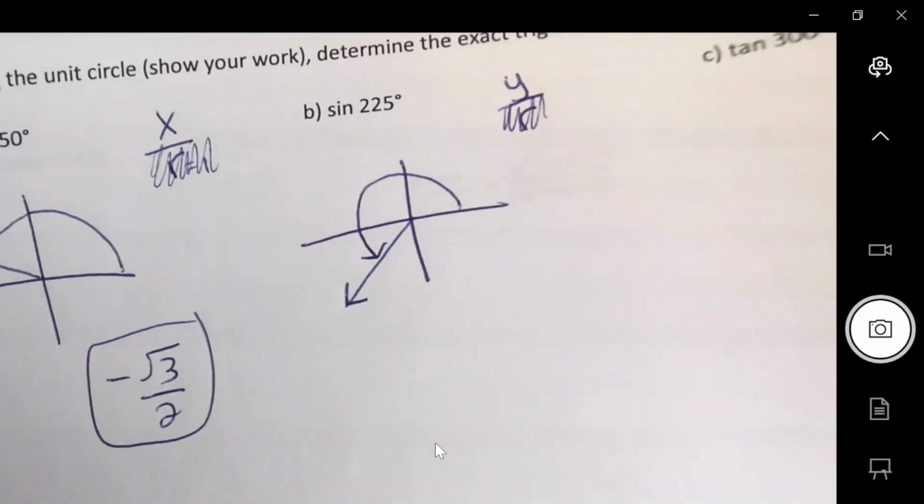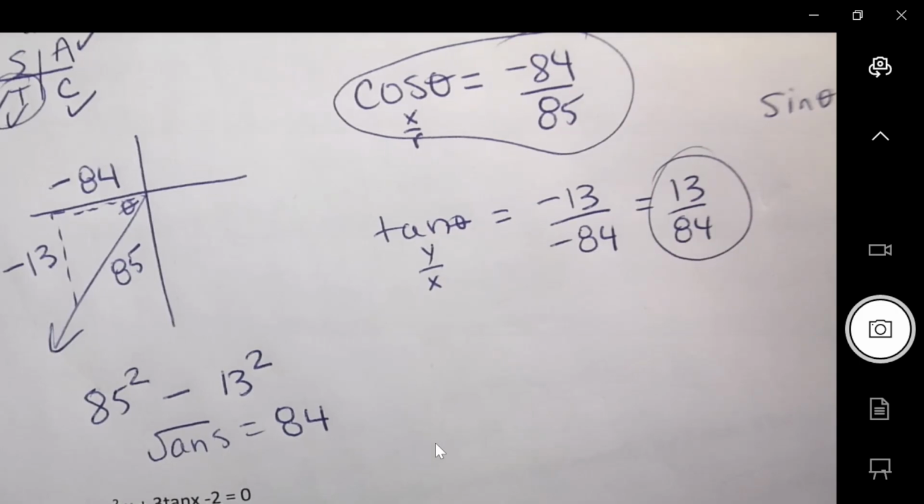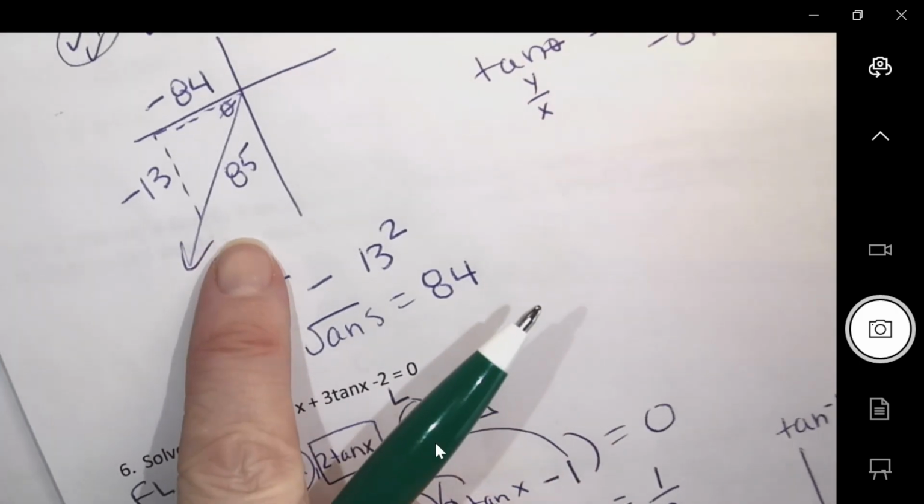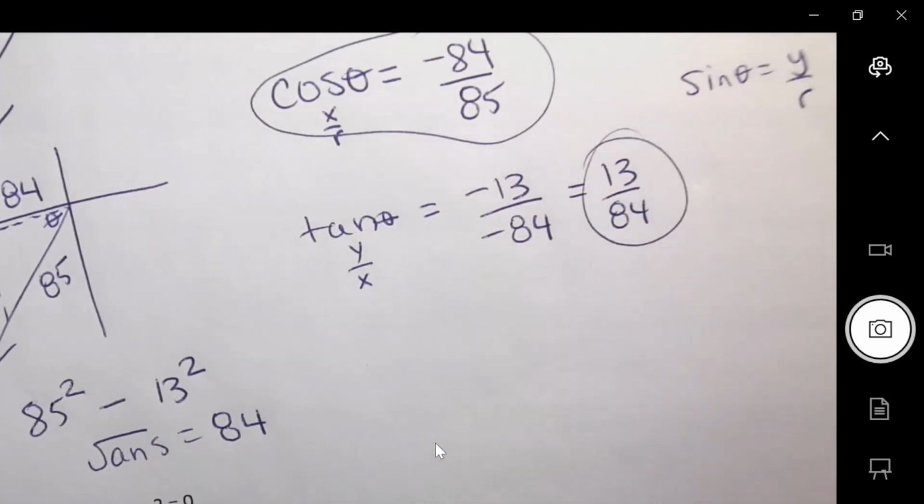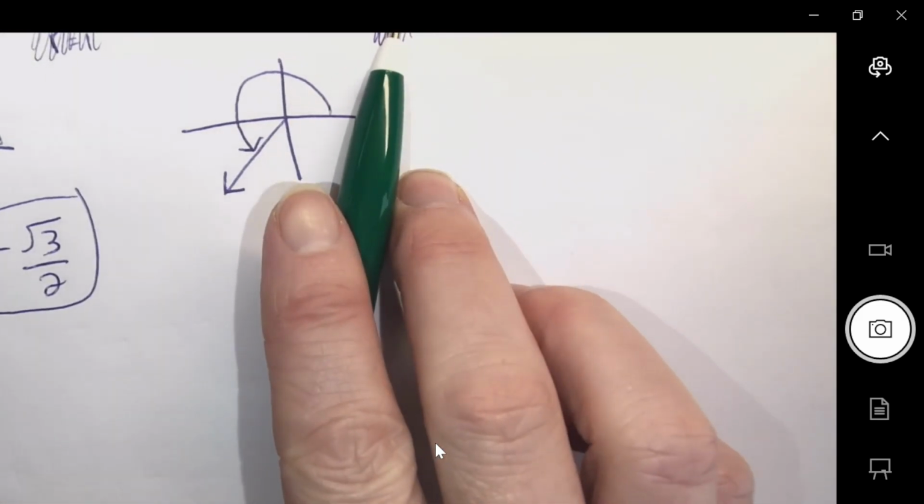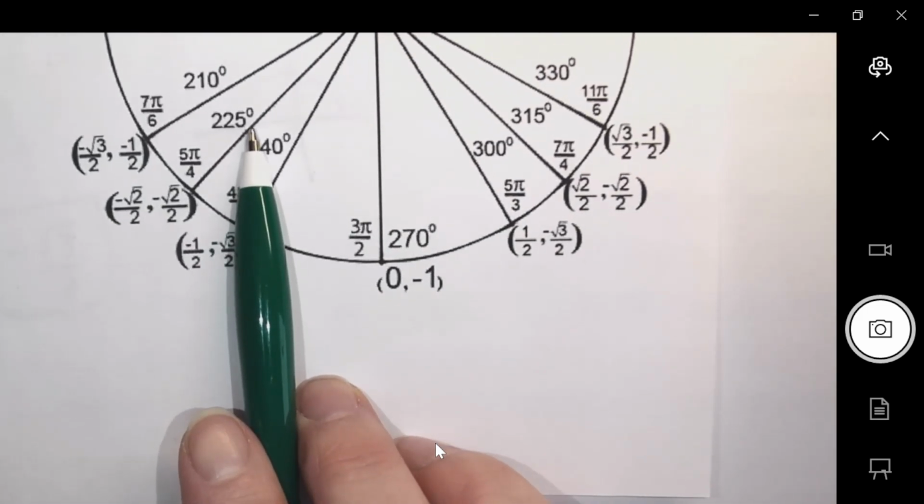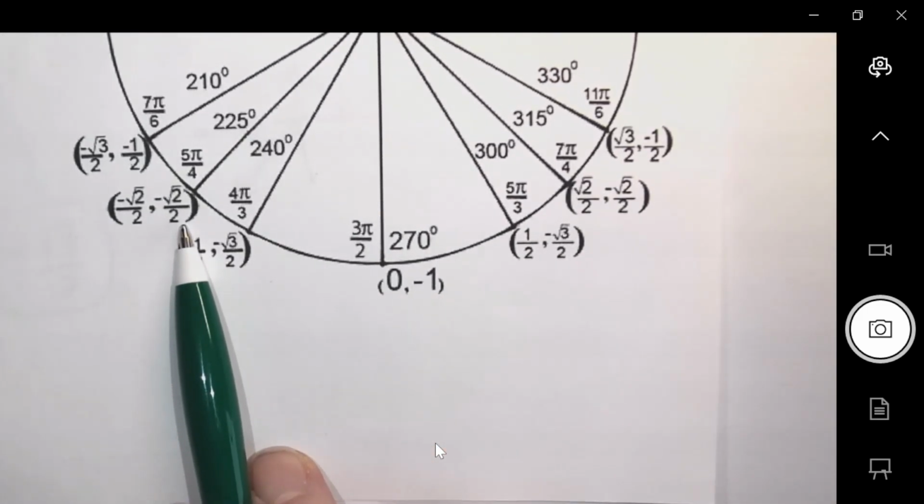Please don't just always assume that r doesn't matter. Because look at this question. R mattered on this one, right? R wasn't 1 on that one. Okay, so what is the y value? So I'm at 225. Negative root 2 over 2.